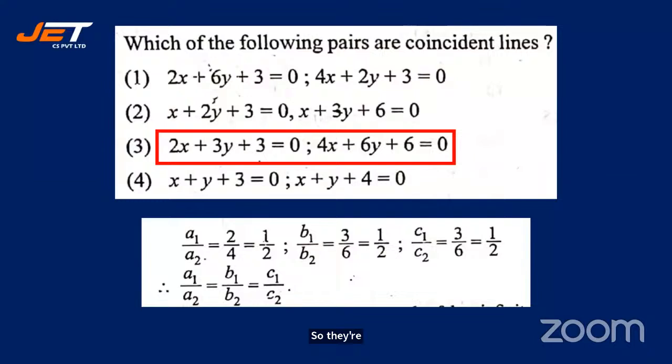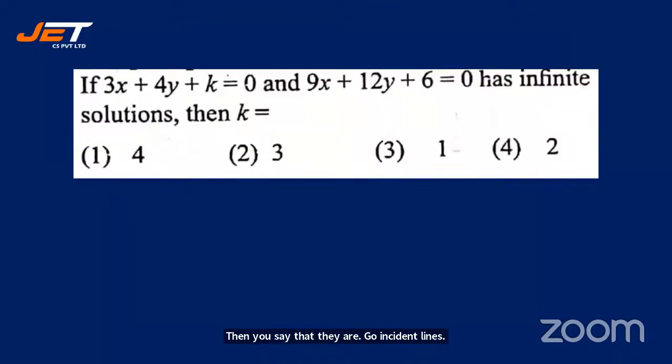So you have to work out like this for all the 4 options. Whichever satisfies this, that is A1 by A2 is equal to B1 by B2 is equal to C1 by C2, then you say that they are coincident lines. All right. You see the next question.